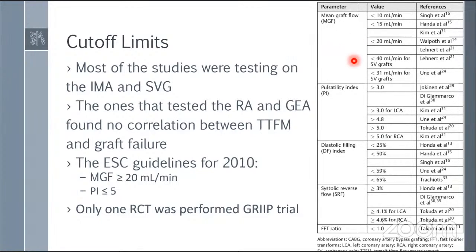You can see, for the mean graft value, one of the studies specified one for the saphenous vein graft and one for the artery. For the LIMA, 20 or more is normal, and for the venous graft, 40 or more. Regarding the pulse index, the numbers were all over the place, but as I said, in the European Society guidelines, 5 or less was considered normal. There are no RCTs in the dosimetry cutoff limits. The only randomized controlled trial is the GRIP trial.